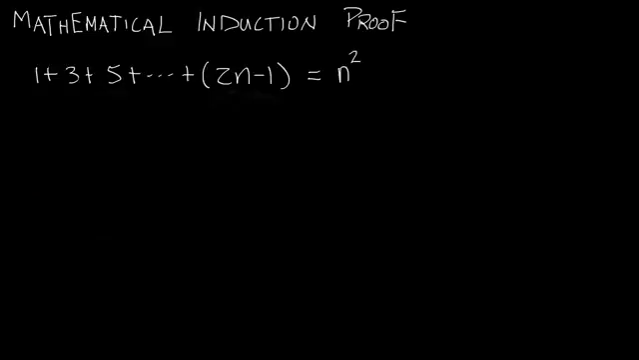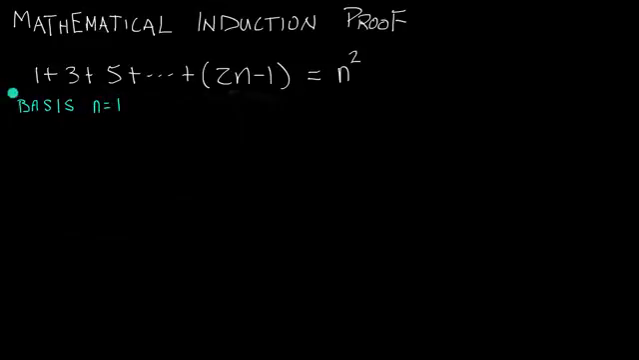Now that I've got that explained, let's begin the mathematical induction proof. The very first step is what we call the basis step. For the basis step, we're going to look at the most simple case we can come up with and make sure that this statement is true on both the left hand and the right hand side. We're making sure that the left hand side is equal to the right hand side for the most simple case.